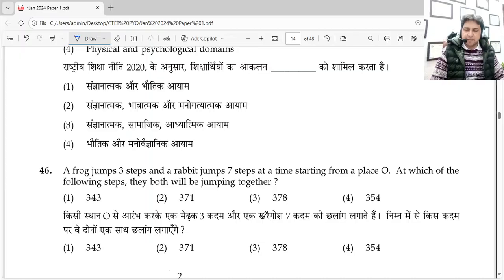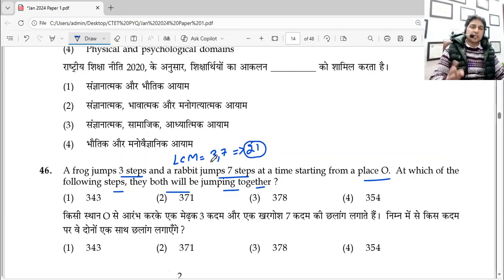Now the 46th: a frog jumps 3 steps and a rabbit jumps 7 steps at a time, starting from a place O. At which of the following steps will they both be jumping together? That means we have to take the LCM, lowest common multiple, of 3 and 7. That number is 21. So after every 21 steps, they both are going to jump together. Here I can see the option is not 21, so we have to find a multiple of 21.